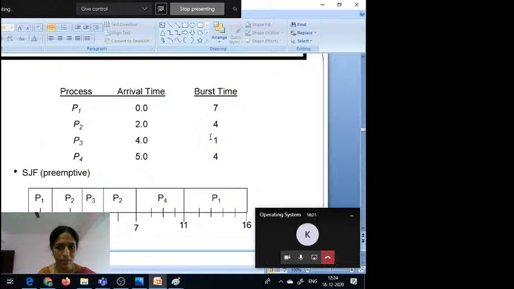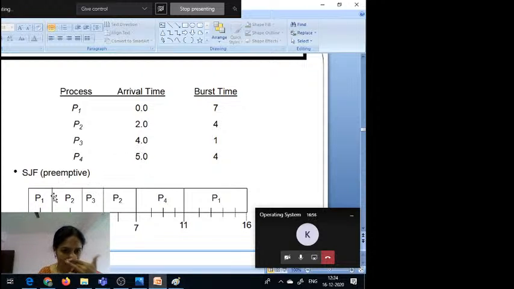P3 process has a minimum burst time, but this P3 process arrives into the CPU at 4 milliseconds. So in the remaining 3 milliseconds the CPU is never idle. So at the 0th arrival time P1 process entered. After completion of 2 milliseconds, now P2 process entered. After completion of 2 milliseconds, P3 process enters. After completion of this one, that means at 5th arrival time, next P4.